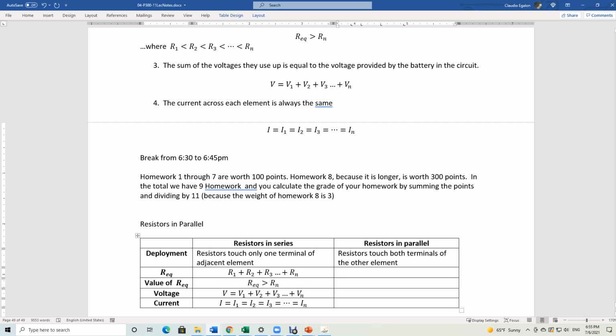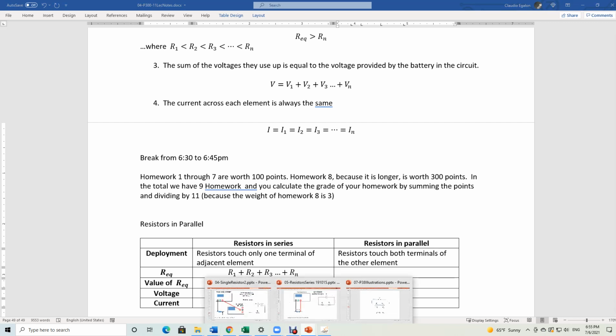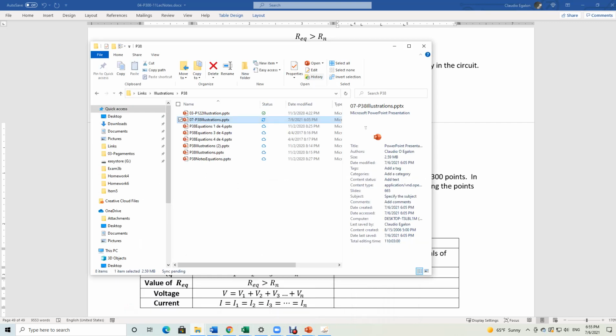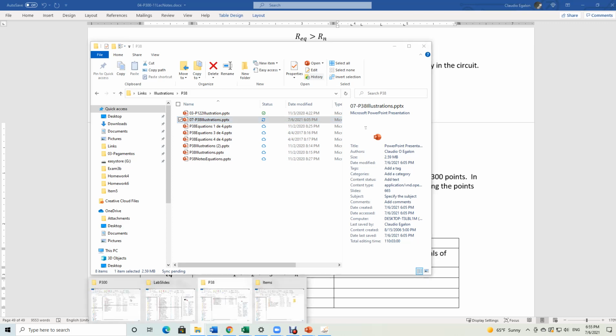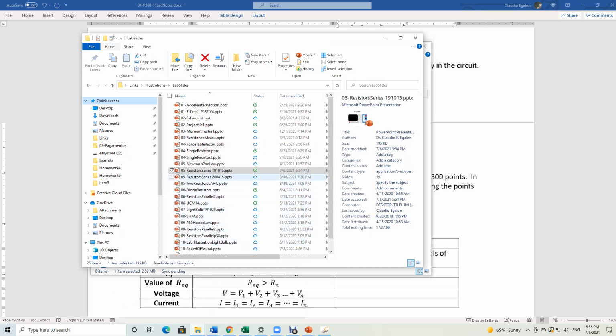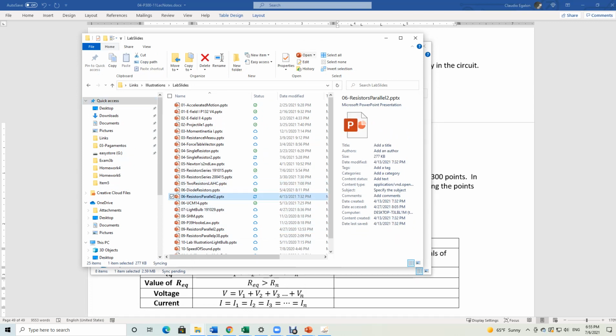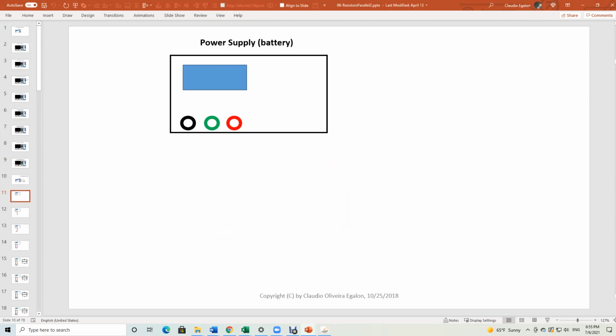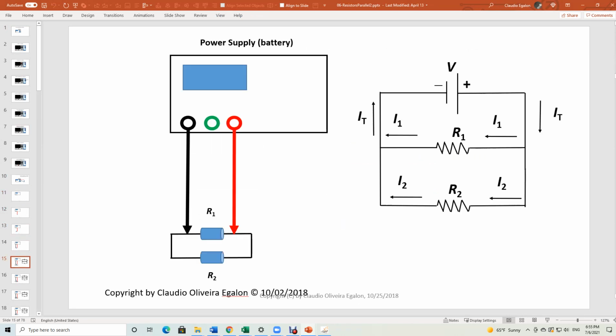That's how you deploy. Let me show you a circuit drawing. Lab slide: resistors in series, resistors in parallel. I'm going to show you only 2 resistors in parallel. That's how we illustrate it in a circuit diagram. Resistor 1, resistor 2. You can add resistor 3, 4, and 5, and so on.